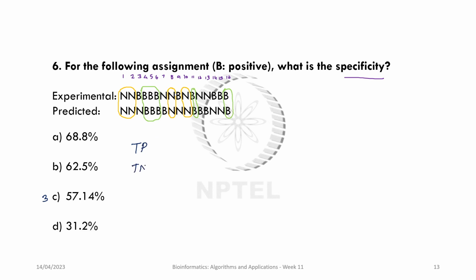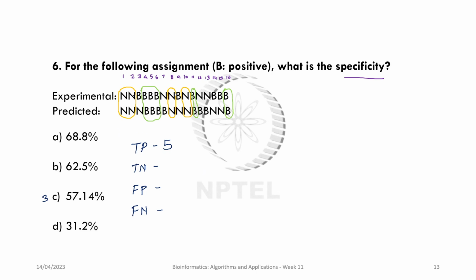First, let's write out what these values are. What are the true positives here? Where both experimental and predicted values say positive. So P is for positive, N is for negative here. So the green ones here are true positives. 1, 2, 3, 4, 5. So the number of true positives is 5.